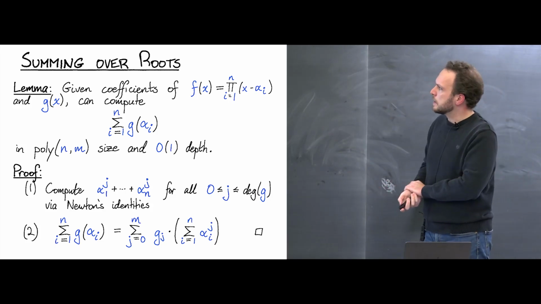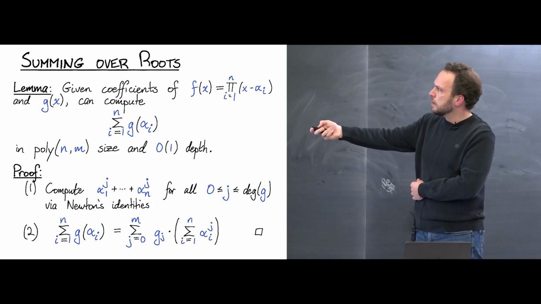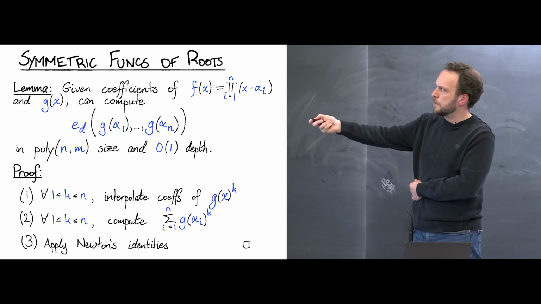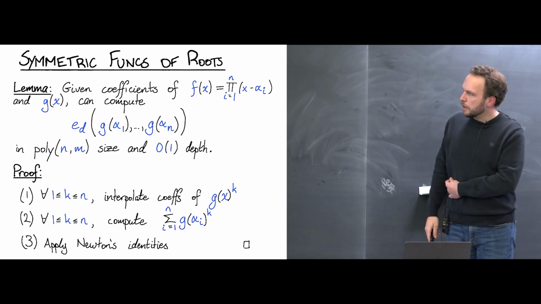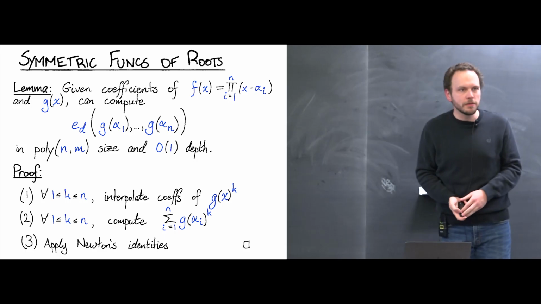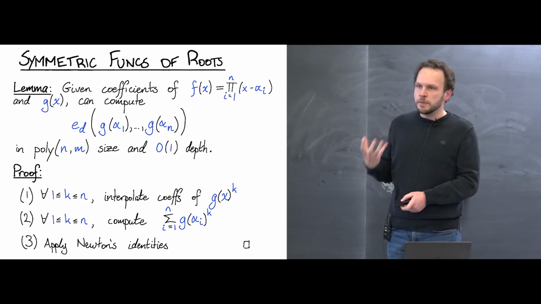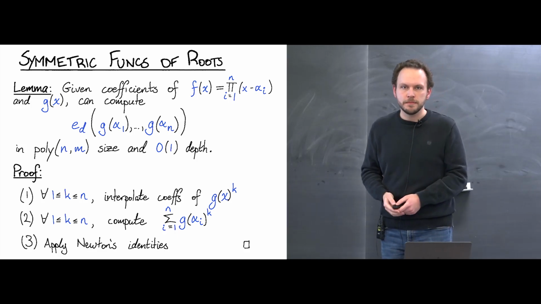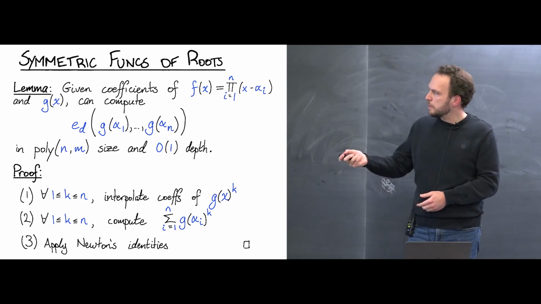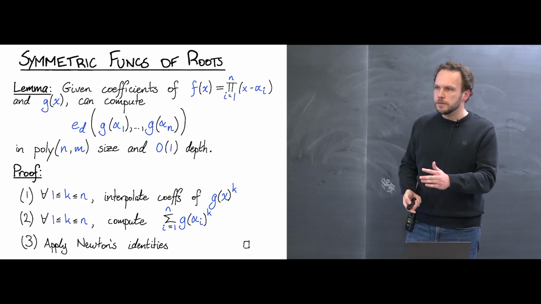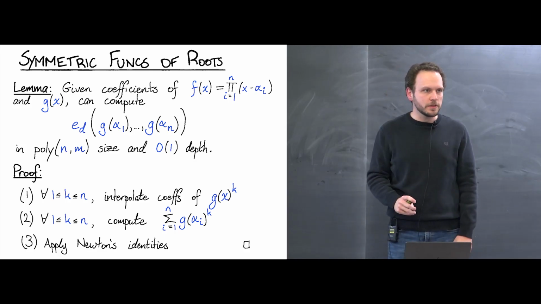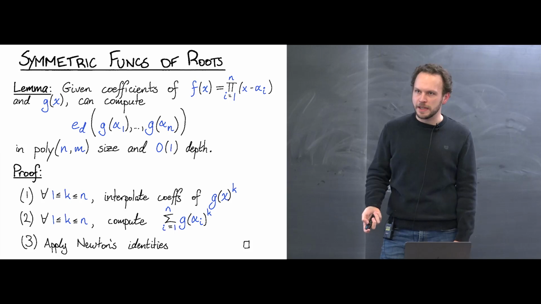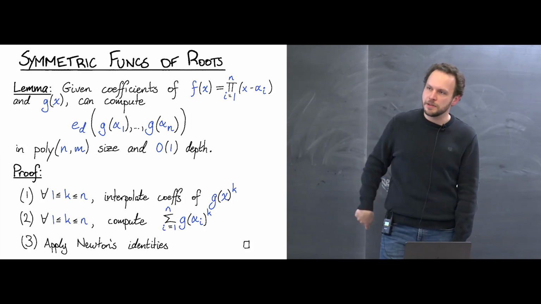So now I want to generalize this a little bit. Instead of putting a sum here, I want to put any elementary symmetric function of these g alphas. And again, you can compute any of these in polynomial size and in constant depth. And by now, I hope the pattern's clear, you're going to use Newton's identities somehow. So first you're going to interpolate out the coefficients of powers of g. You do this for all values of k between 1 and n. And now you use the algorithm from the previous slide. You compute these power sums in the g alphas. And now you use Newton's identities one more time to go from power sums back to elementary symmetric polynomials.